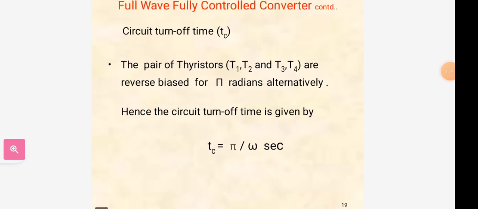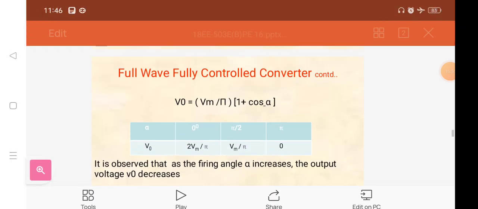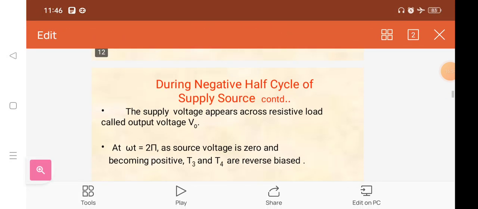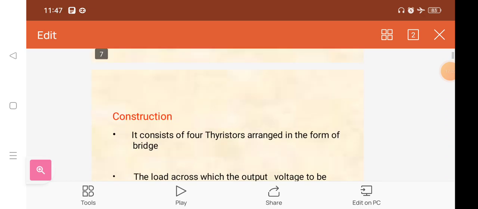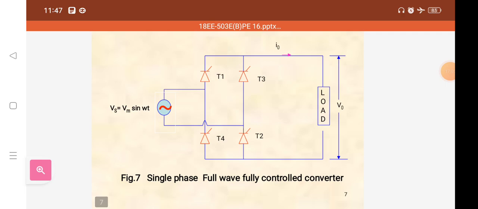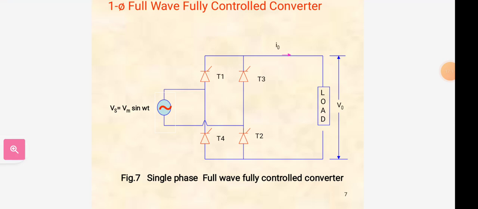So this is about the single phase full wave fully controlled converter using resistive load. In this diagram, this is the main circuit diagram of the single phase full wave fully controlled converter.